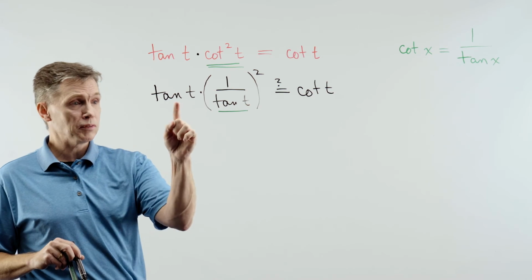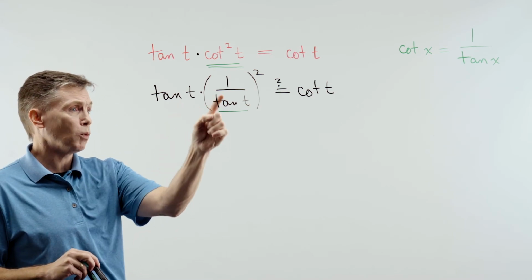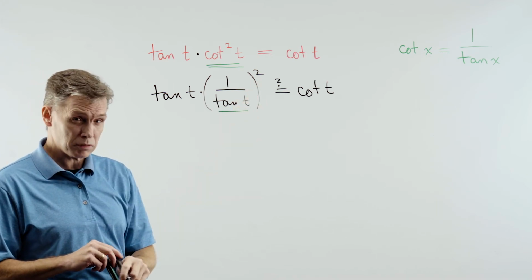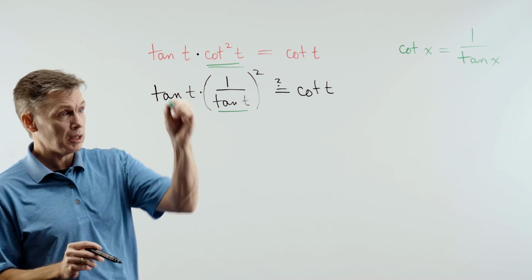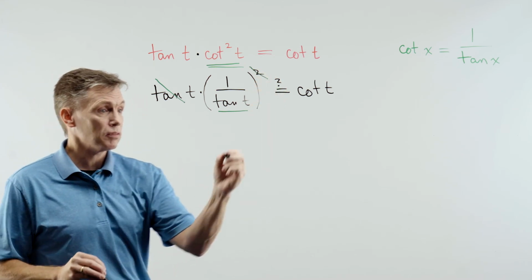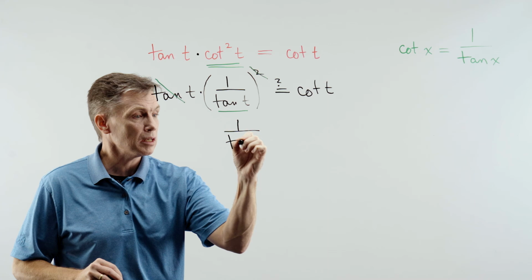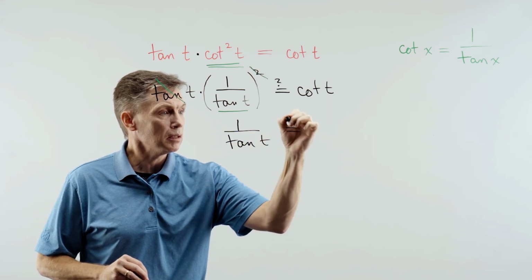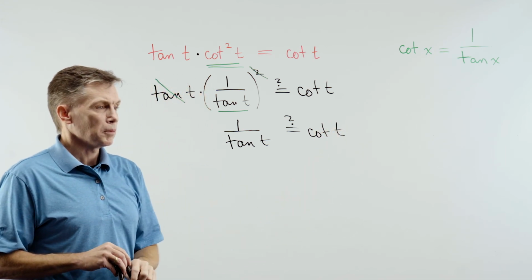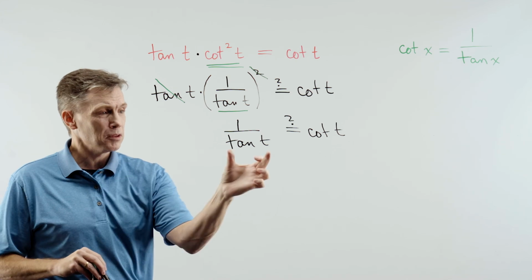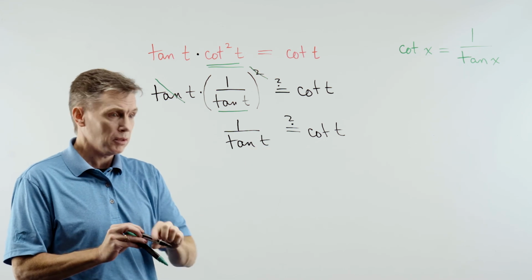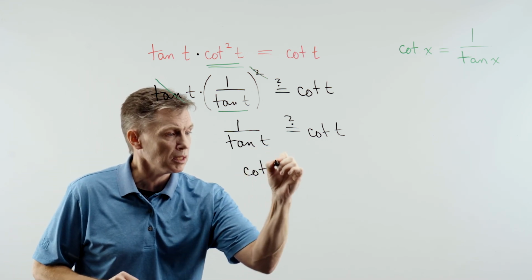Now if you notice, we've got tangent of t being multiplied by 1 over tangent of t squared. So one of those factors of tangent of t is going to cross out. You can imagine this tan crossing out with one of them. And what's left? Just 1 over tangent of t. I'm still questioning whether that equals cotangent of t. But at this point, I think you can see the answer. There's 1 over tan t, which is just that reciprocal identity again, except flipped upside down. So this is cotangent of t.